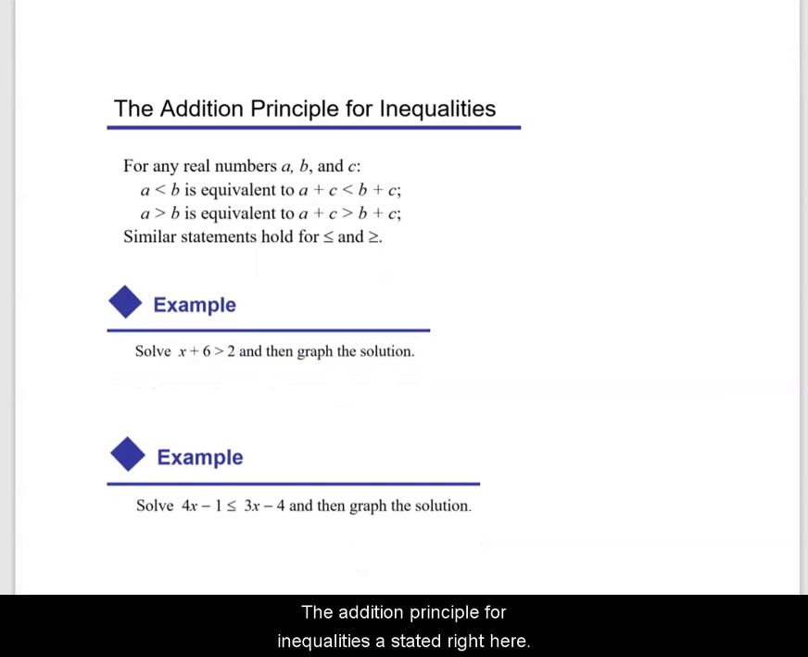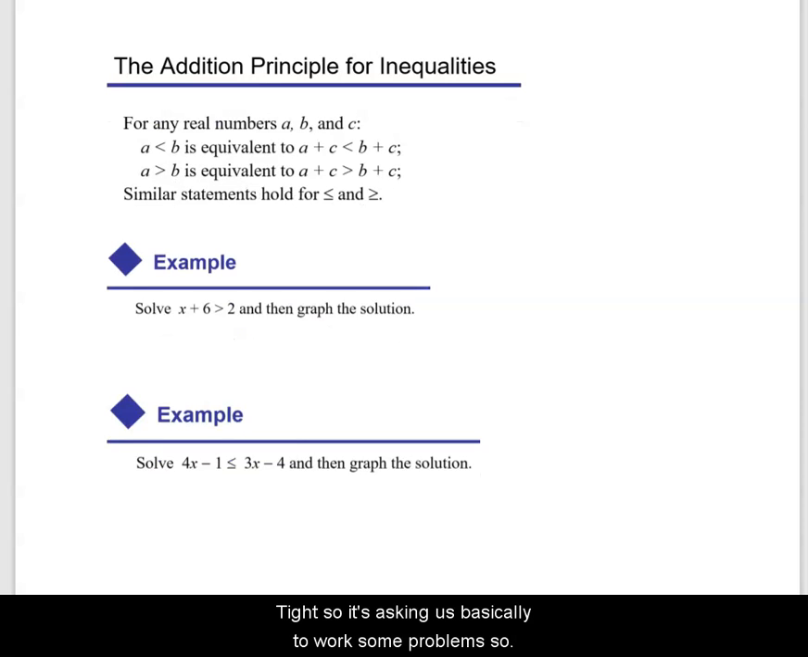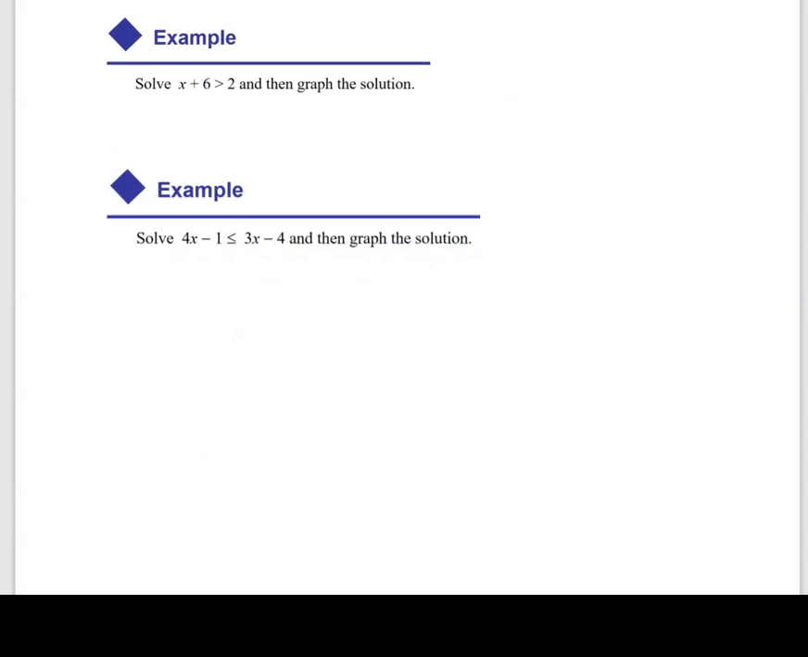Okay. The addition principle for inequalities is stated right here. Okay, so it's asking us basically to work some problems. So if I want to solve this, x plus 6 is greater than 2. There's one exception, and we'll talk about that exception in a little bit, but really it's just like working this problem if there was an equal sign.